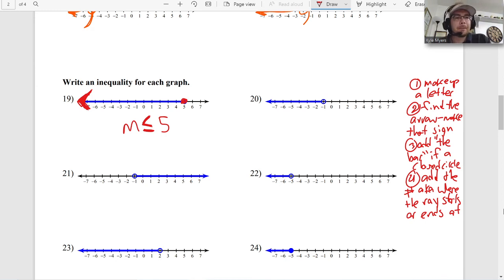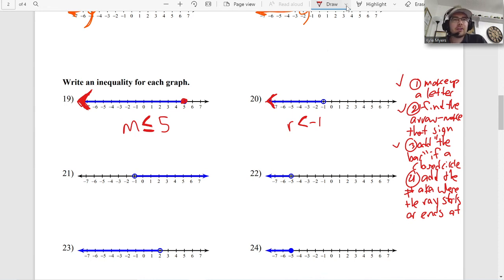Step 1, make up a letter, all right? So M-R, Mr. Okay, step 1. Step 2, find the arrow and make that sign. Here's the arrow, make that sign. Step 3, add the bar if it's a closed circle. Well, it's an open circle, so step 3, done. Step 4, add the number, aka where the ray starts or ends at. It starts or ends at -1, depending on how you look at it, right? If you're looking at it from right to left, then it's where it starts. If you're looking at it from left to right, then it's where it ends. So that's why I say starts/ends.